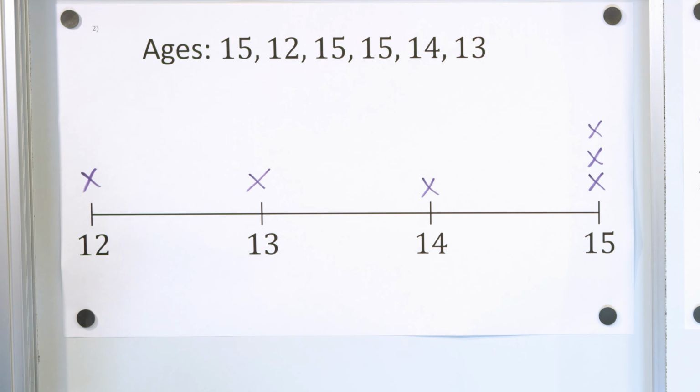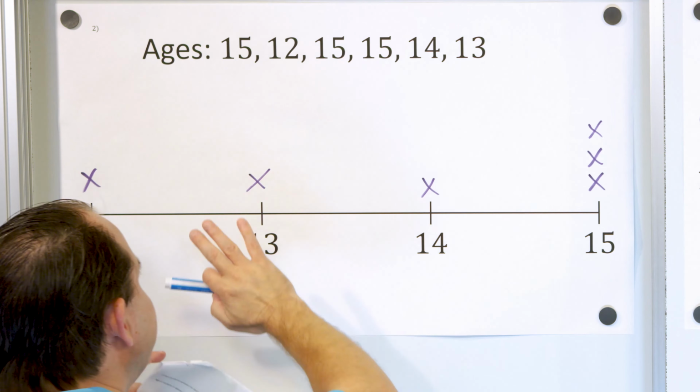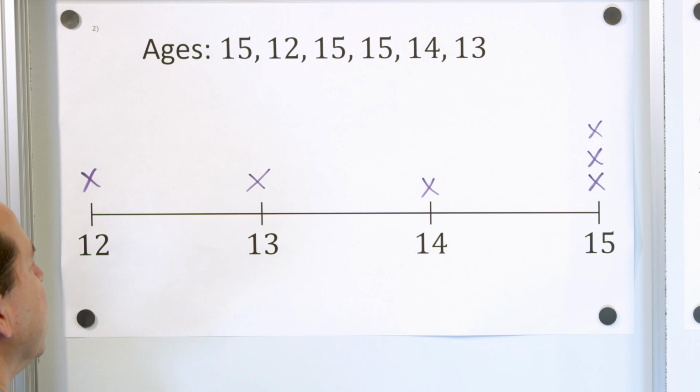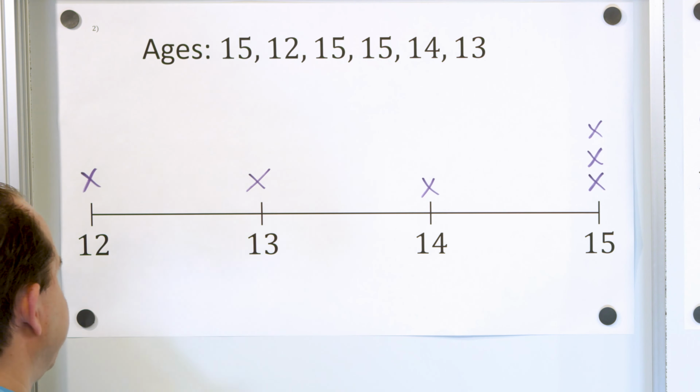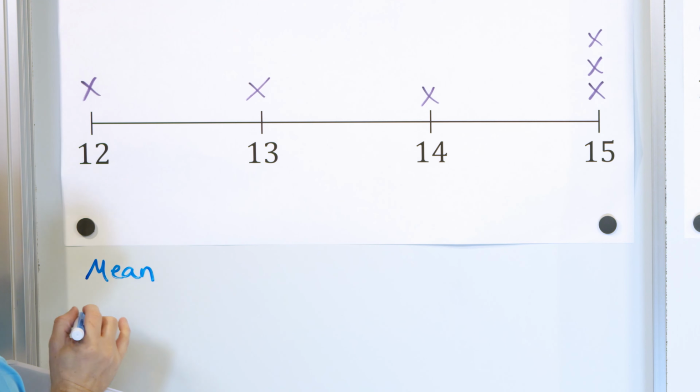So the first thing, you can do this in any order you want, but before we do anything else, let's just find the mean of all of these students here, the mean age. So that's the mean age, the average age.